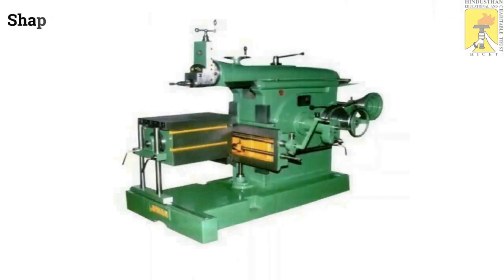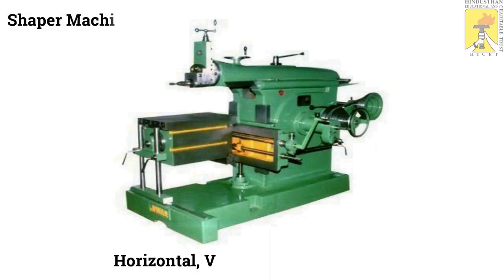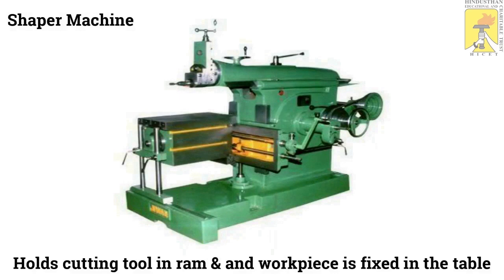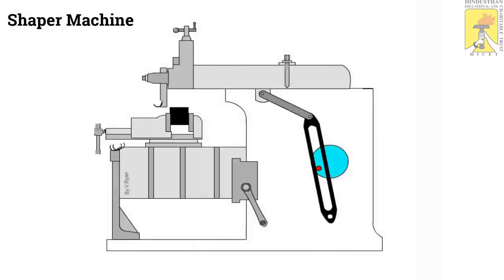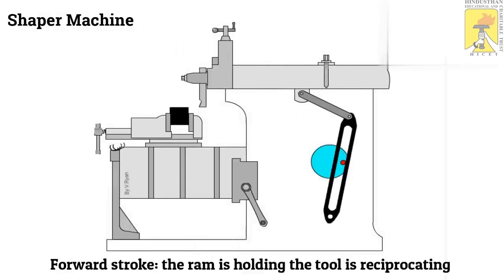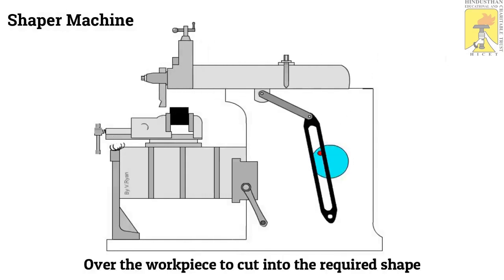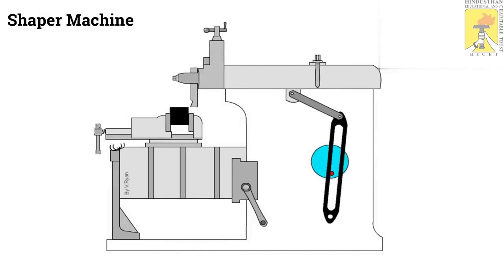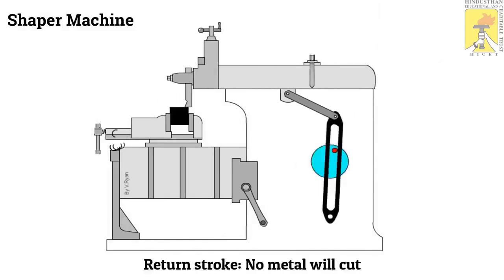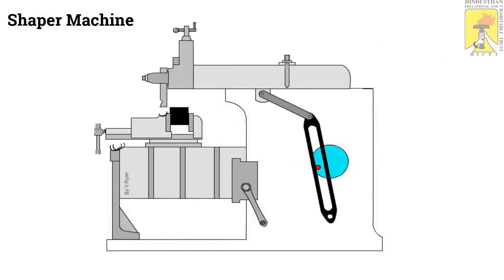It is a realistic picture of a heavy-duty shaper machine. Most shaper machines are used to make horizontal, vertical, or flat surfaces. The workpiece is held on the table, and the tool is held by the ram. In the forward stroke, the ram holds the tool and makes the cutting stroke. The reverse stroke is an idle stroke. There is no metal cut in the return stroke.